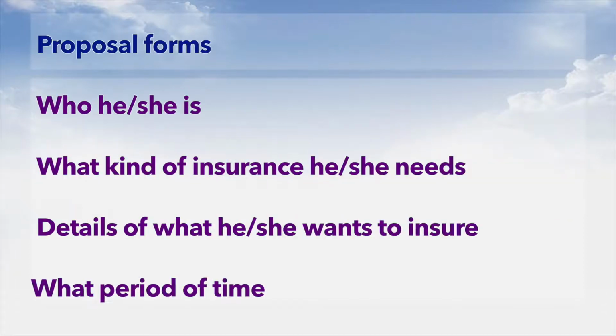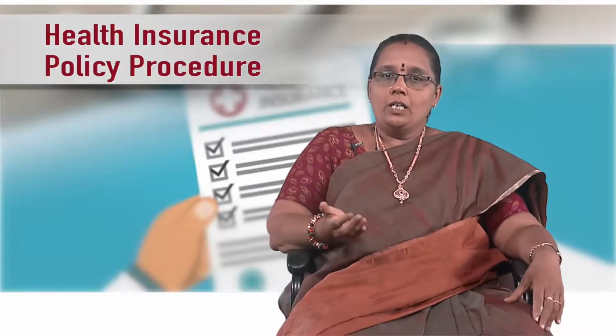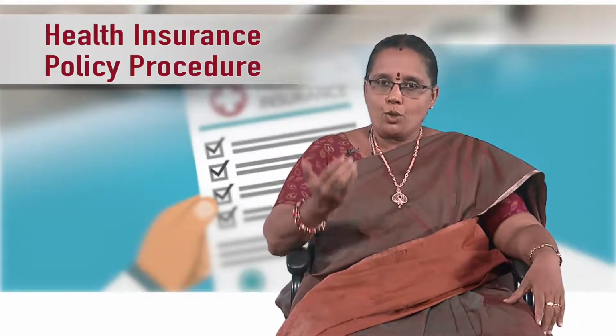Now the proposal forms. The first stage of documentation is basically the proposal form through which the insured informs the insurer. What information do they give here? Who he or she is, that is, who am I. What kind of insurance he or she needs; we have to decide the policy type. Then the details of what he or she wants to insure, and at last mainly the period, that is, for what period of time, how many years. Then comes risk assessment by the insurer, based on the form.